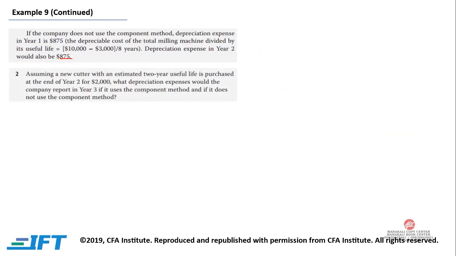Now the second question is, assuming a new cutter with an estimated useful life of 2 years is purchased at the end of year 2 for $2,000, what depreciation expense would the company report in year 3 if it uses the component method and if it does not use the component method? If it is using the component method, the mill component comprises 625 and the cutter comprises 1,000. And we want to find out what the depreciation would be in year 3. So 625 over here, 1,000 over here.